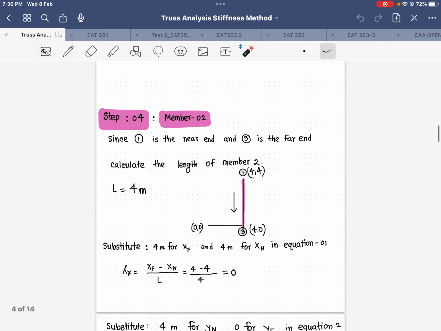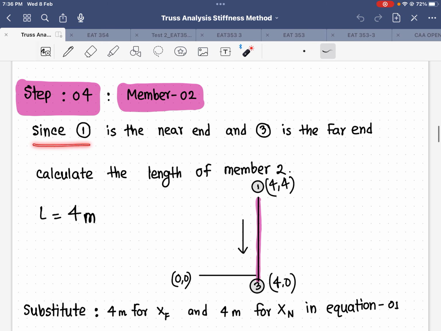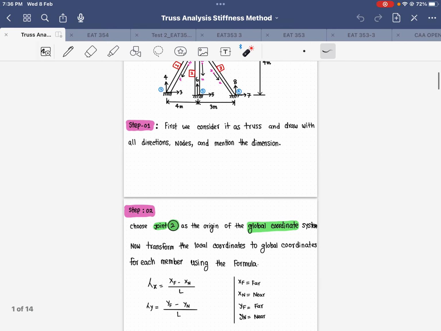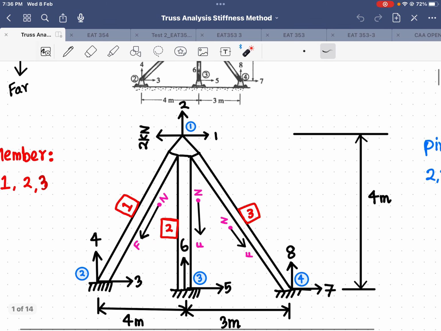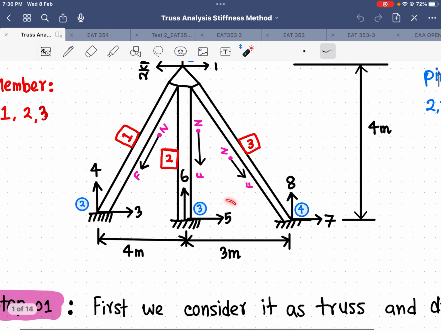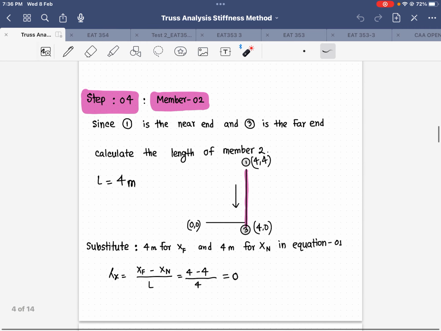Now I'm going to discuss member 2, the second member. You can see in the second member, 1 is the near end and 3 is the far end. If I go here and see the second member, the near one is 1, 2, and the far one is 5 and 6.